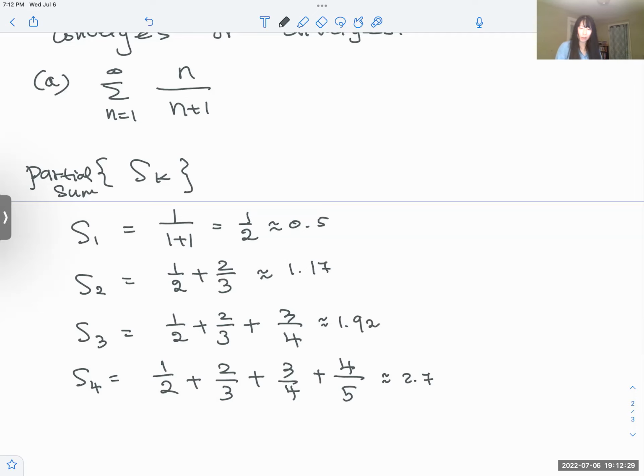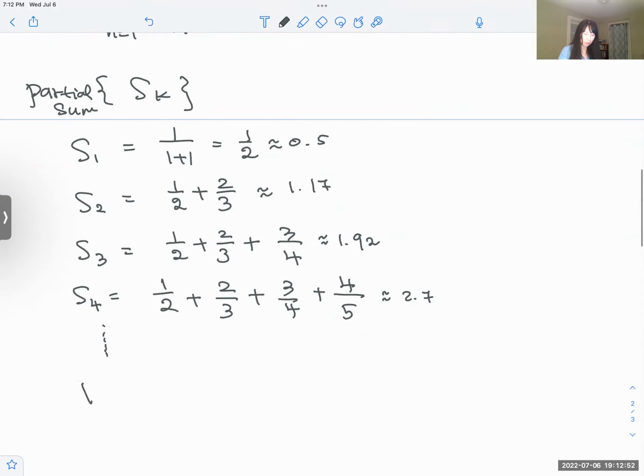So what can you tell? 0.5, 1.17, 1.92, 2.7. We keep doing that until K, right? We got it, yeah, infinity. This one goes to infinity, so we say that it diverges, right? So it diverges.